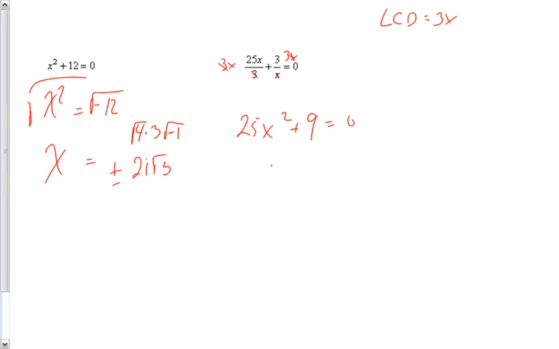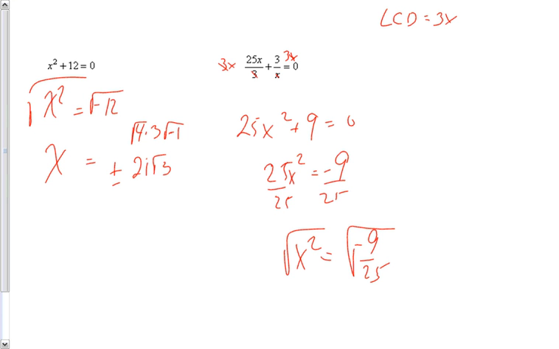So if you look, you get 25x squared equals negative 9 by subtracting 9. Divide by 25. Oh, x squared equals negative 9 over 25. You're going to take the square root of both sides. That is 3/5, isn't it? But because it was negative, it was an i. And what do we always remember? Plus minus. So you can see that's some good practice there.